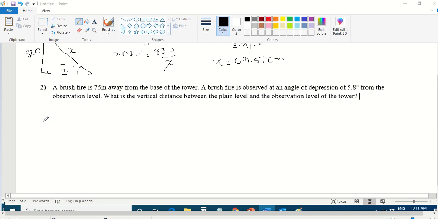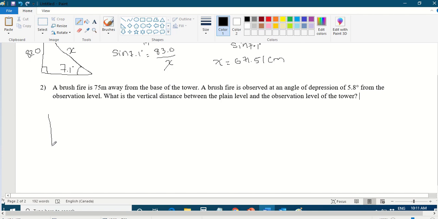A brush fire is 75 meters away from the base of a tower. A brush fire is observed at an angle of depression of 5.8 degrees from the observation level. What is the vertical distance between the plane level and the observation level of the tower? So basically the height of the tower. So let's quickly sketch this. So let's say this is our tower and here is someone observing. The brush fire is somewhere here, let's say.